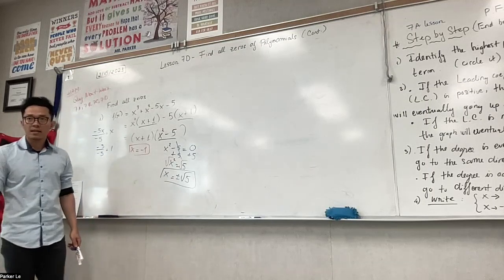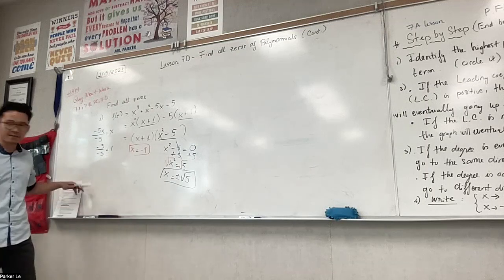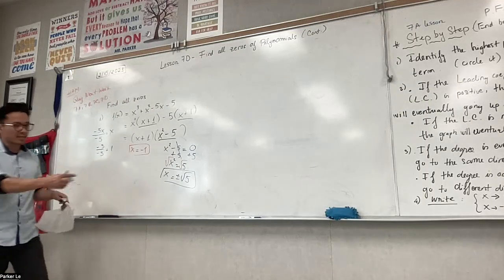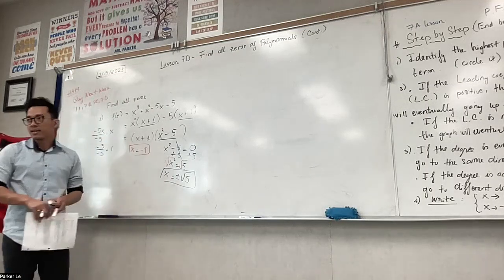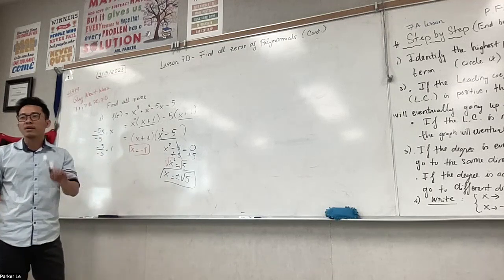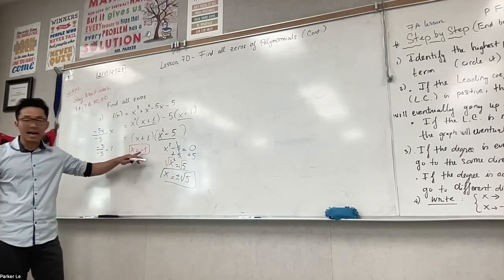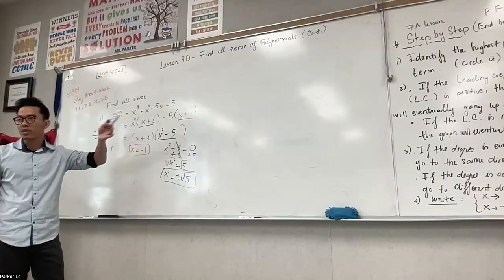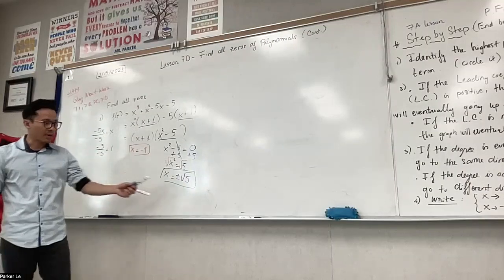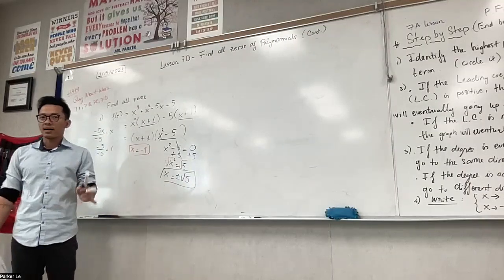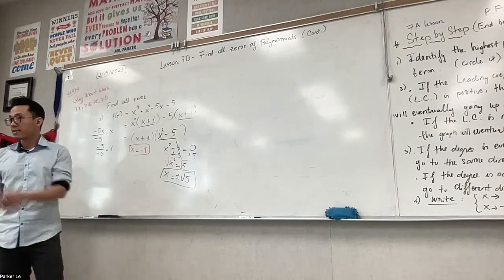Yeah, that's basically the main thing for 7D. We just see more types of solution, because 7C is only rational. That means only nice numbers, like 1, 2, negative 2, negative 3. But today you're gonna see square roots, you're gonna see imaginary numbers, like that.